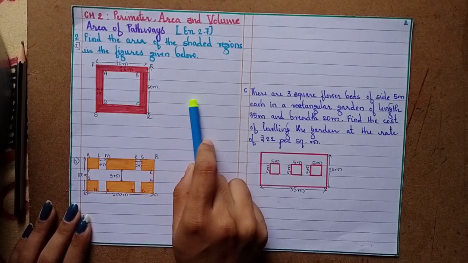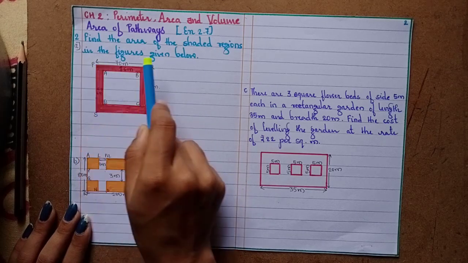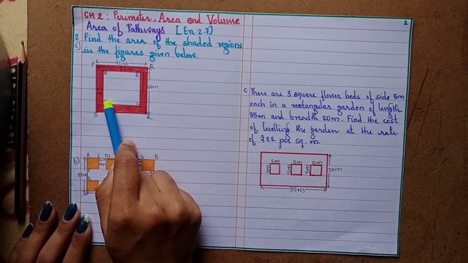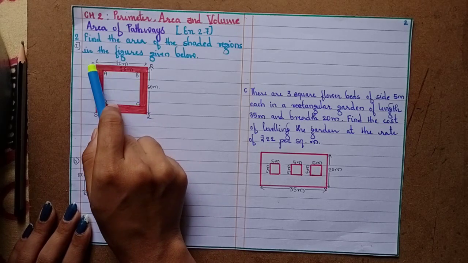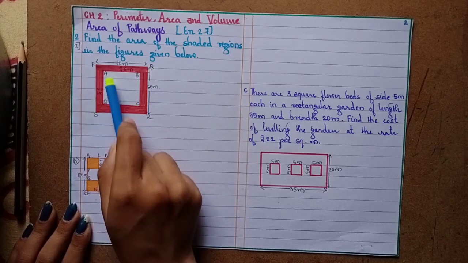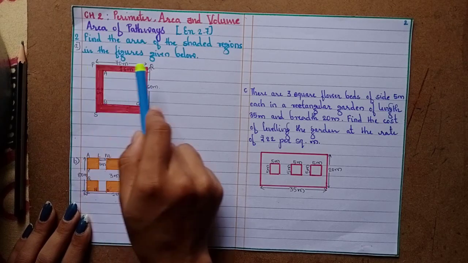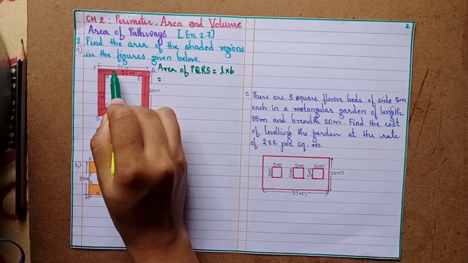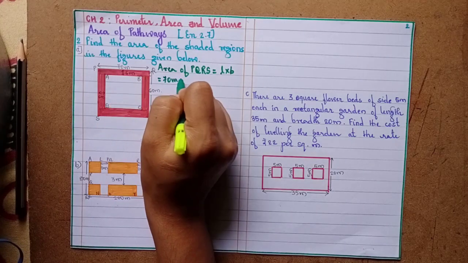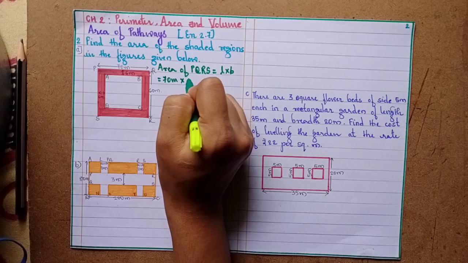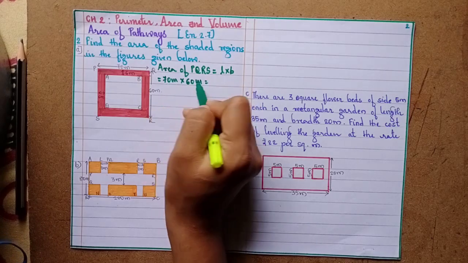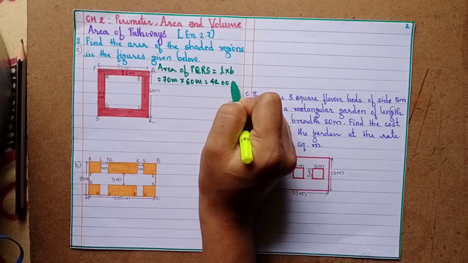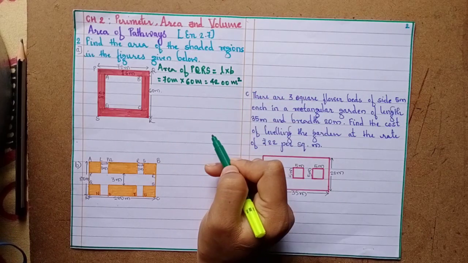So for that, first find the area of PQRS, then find the area of ABCD and subtract the area of ABCD from the area of PQRS, and that will give you the area of the pathway. So let's find the area of PQRS. Area of PQRS equals length into breadth. So length is 70 meter into 60 meter. That equals, follow the zeros, 6 sevens are 42, thus 4200 meter square is the area of the big rectangle.